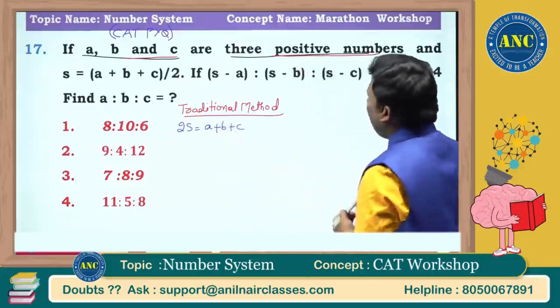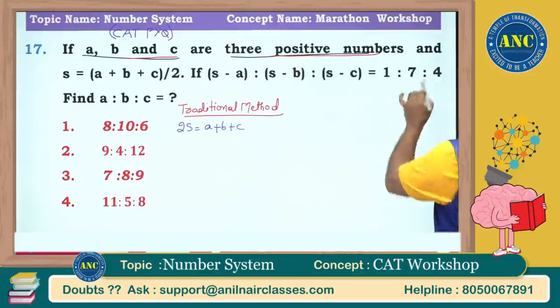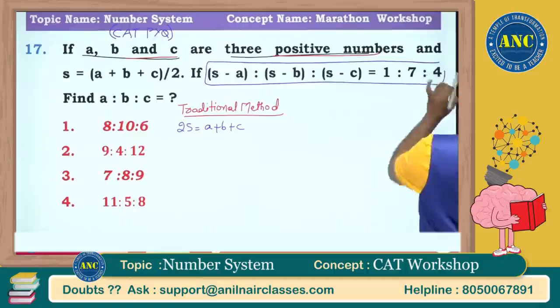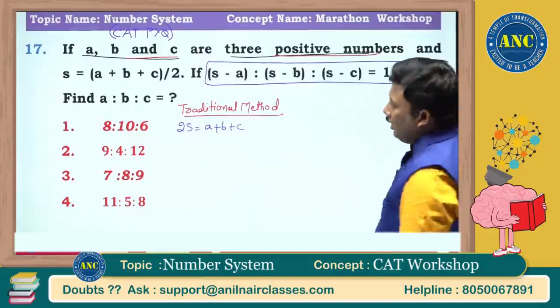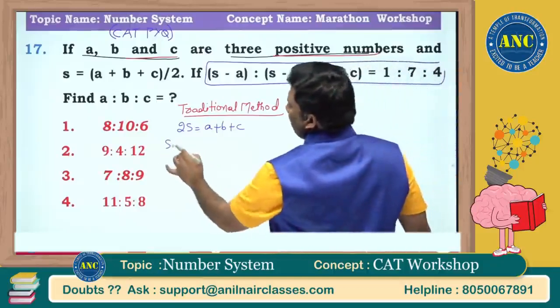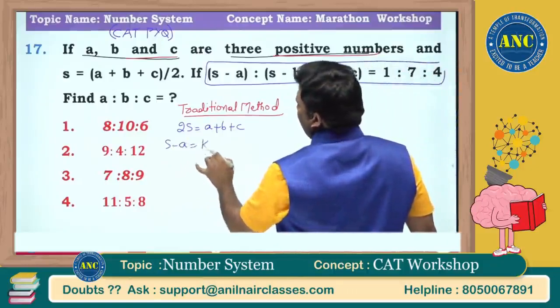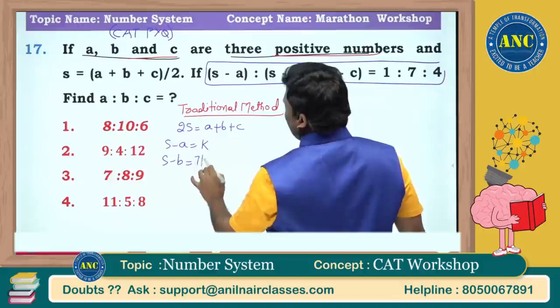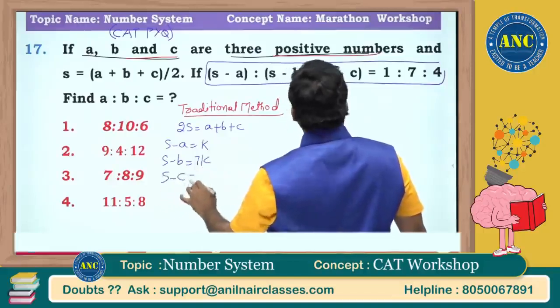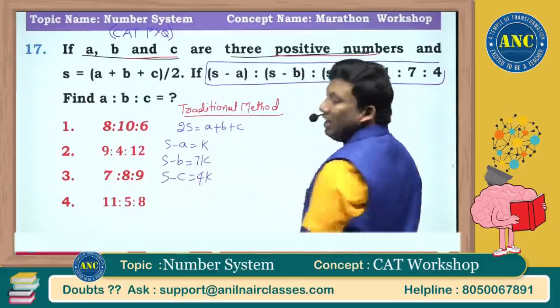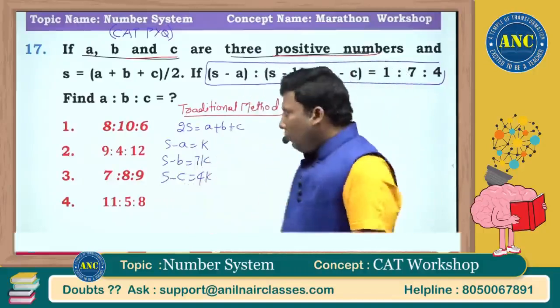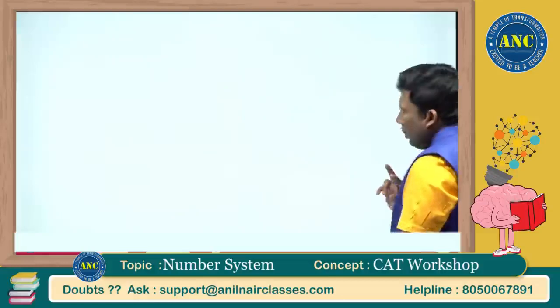S minus A, S minus B, S minus C. The ratio is given as 1:7:4. That means S minus A is K, S minus B is 7K, S minus C is 4K. Now, one minute, sir. One minute.